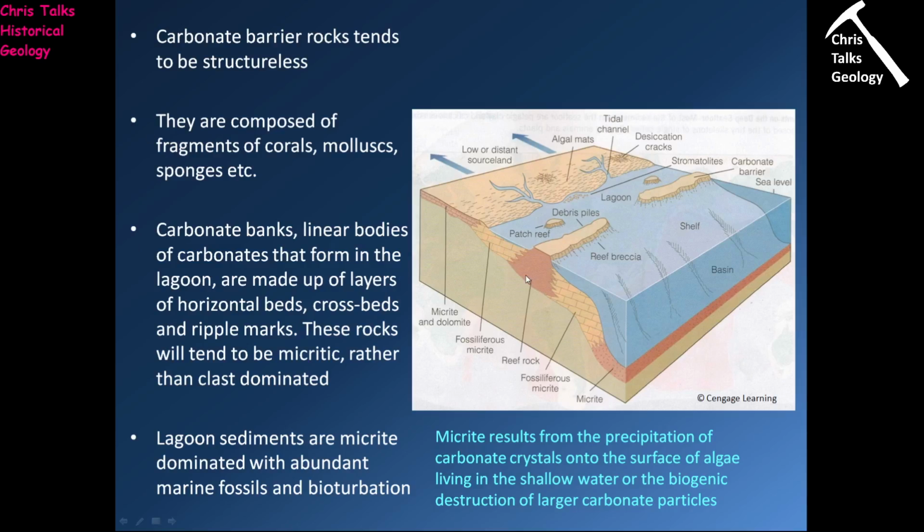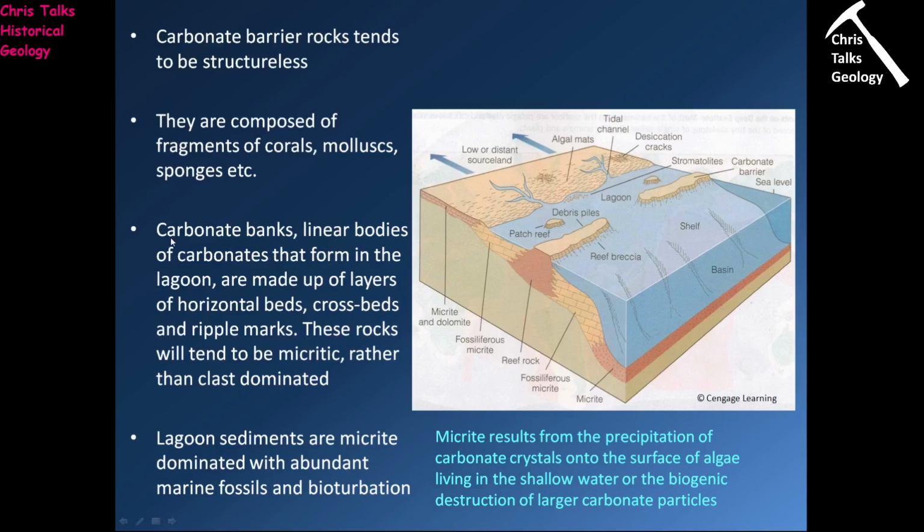So we have our carbonate barrier here, and you'll notice it's located towards the shelf break. So this is going to be our continental slope. And so what we're going to have behind it is a protected body of water. This is sometimes referred to as a carbonate lagoon. And it's within this carbonate lagoon where we're going to get most of the carbonate deposition taking place.